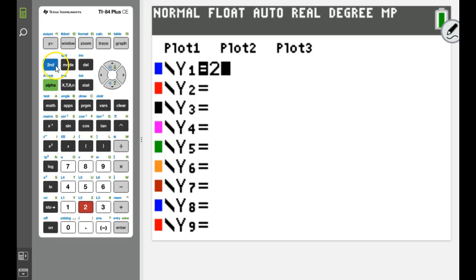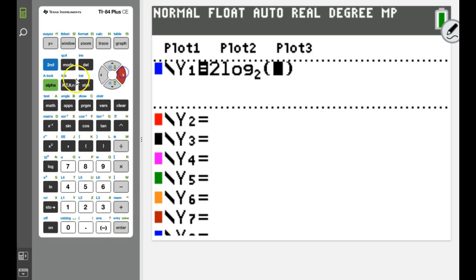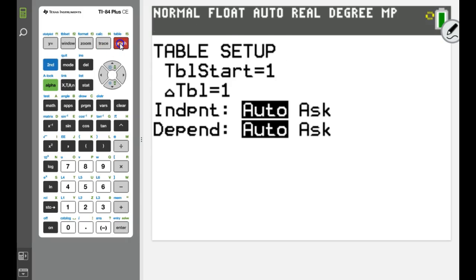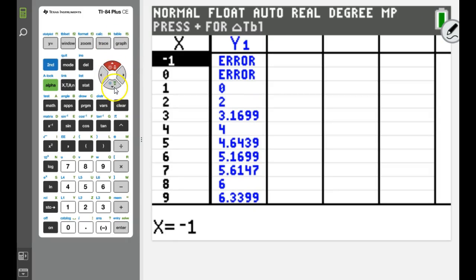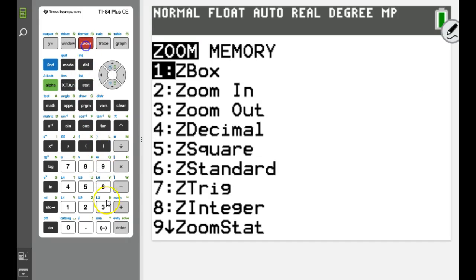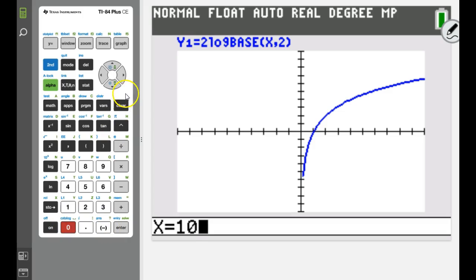So it's 2 times log base 2 of x. So some ordered pairs: if I was to trace to positive 0.5, it would be down at negative 2. So 1/2, negative 2, 1, 0, and 2, 2.